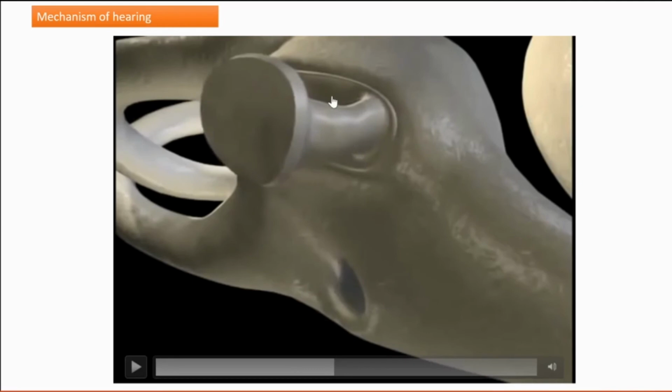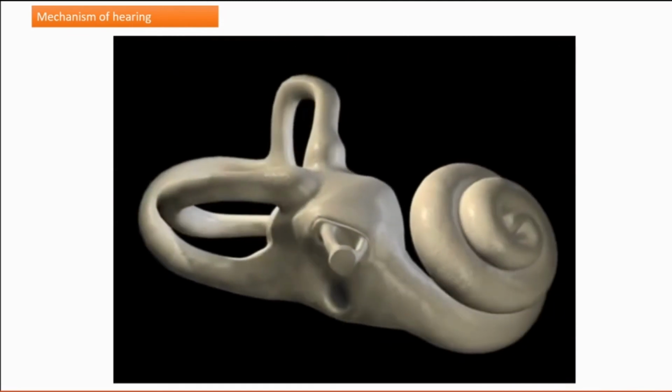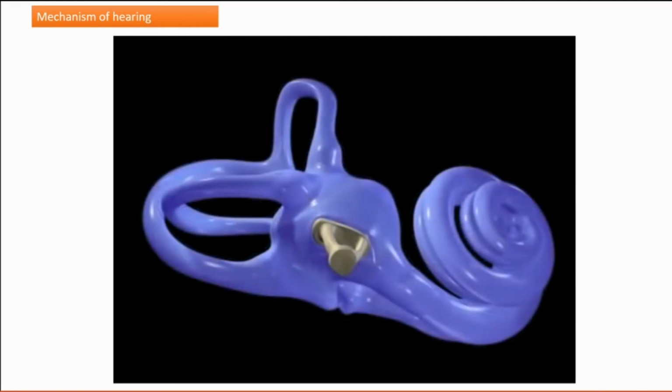Here we can see that the oval window is bulging towards the inside and the round window is bulging outwards. The corridor leading to the round window is found within the spiral portion of the bony labyrinth known as the cochlea. Vibrations produced by the stapes are drawn into the spiral system and return to meet the round window.